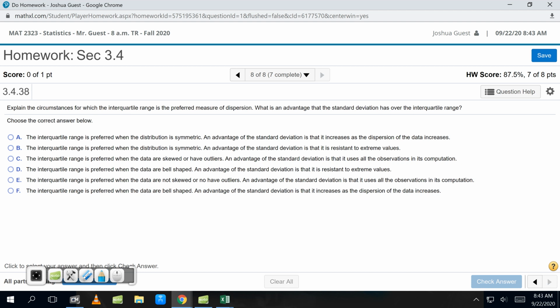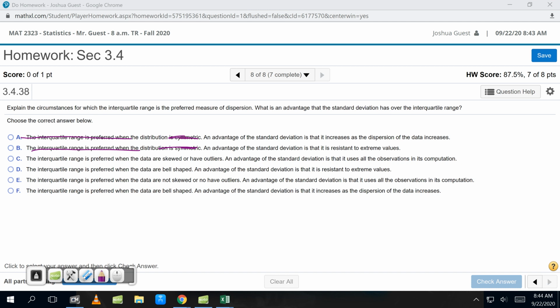Explain the circumstances for which the IQR, the interquartile range, is the preferred measure of dispersion. What is the advantage the standard deviation has over the interquartile range? So the interquartile range is preferred when the distribution is symmetric? No. If it is symmetric, we want to use the mean and the standard deviation. So A and B are out, because they say symmetric. We don't want that.